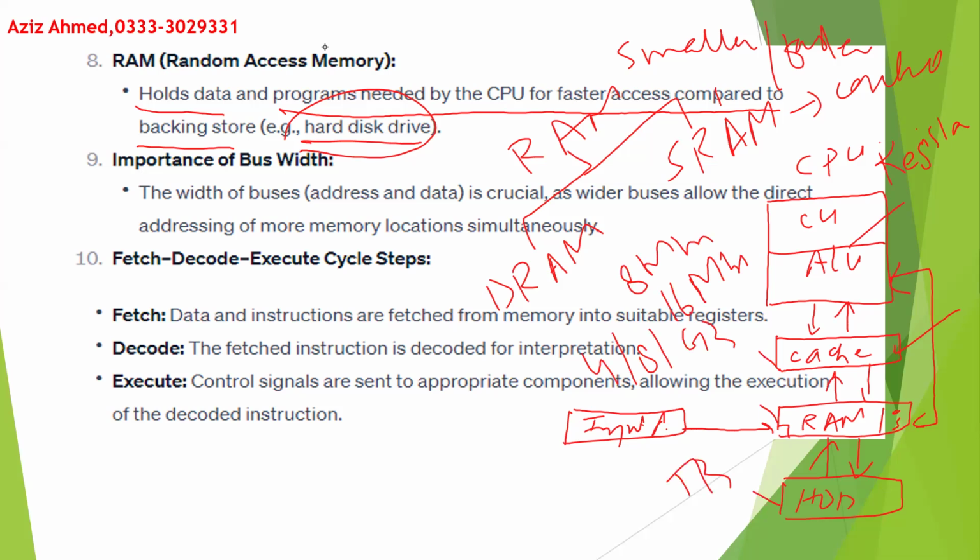CPU does not deal with the hard disk. It only deals with RAM or cache. Whenever we save data, it is always transferred to the hard disk. Got the idea?